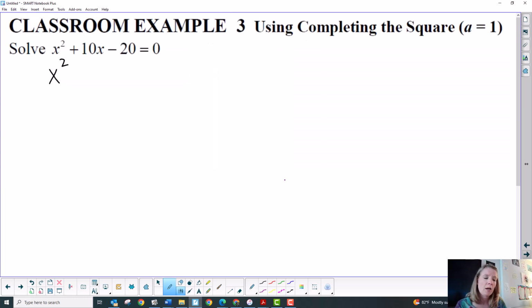So the first one, A is 1, B is even, and I can't factor it. Just take my word for it. There's nothing that'll multiply to give you negative 20 and add to give you 10. So you move the 20 over, so add the 20 and add a blank.